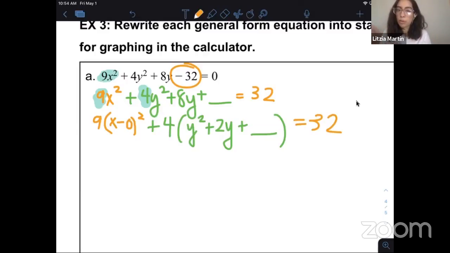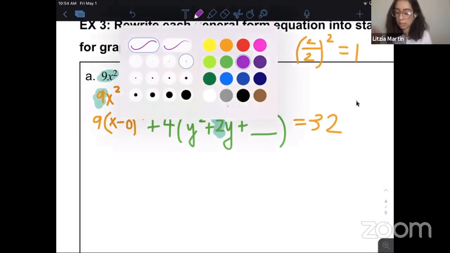That's going to make a difference in just a minute. But once you notice that there's a coefficient, you factor it out. Now we can just complete the square like normal. So what does that mean? That means we look at the middle term, in this case 2y, divide it by 2, and square it. So that gives us 1 in this case. So I'm going to be adding 1 here.